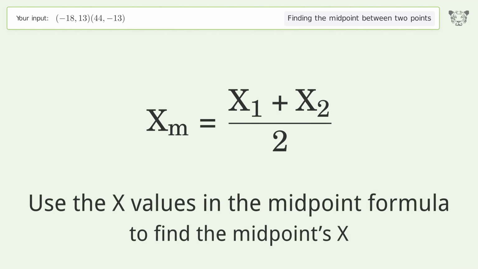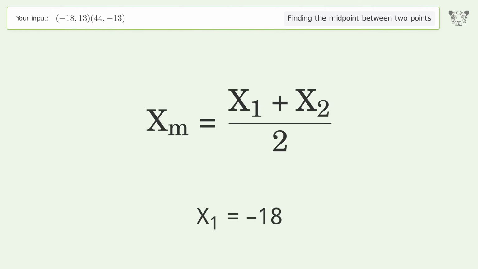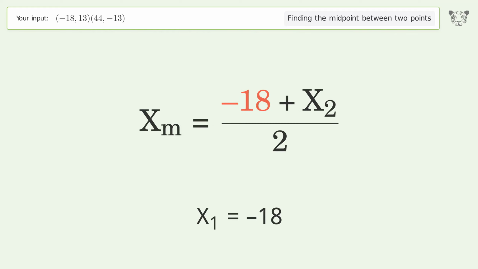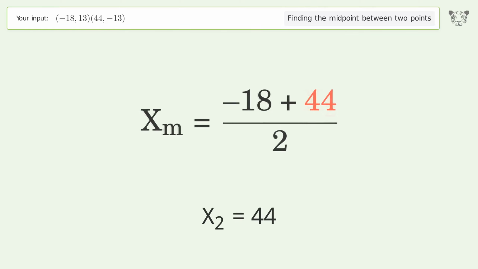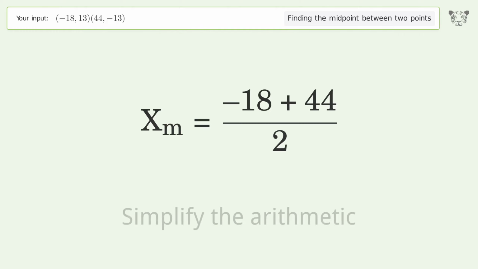Use the x values in the midpoint formula to find the midpoint's x. x1 equals -18. x2 equals 44. Simplify the arithmetic.